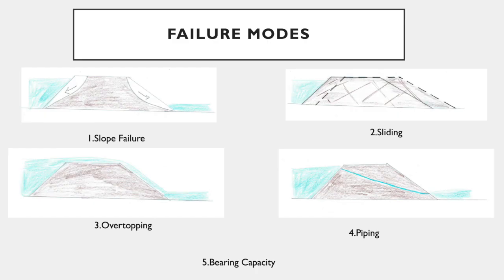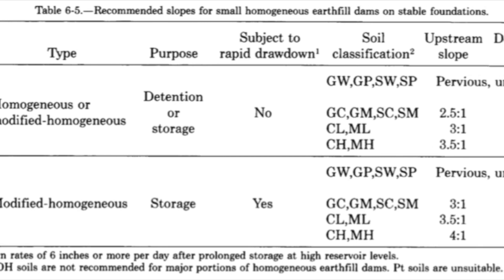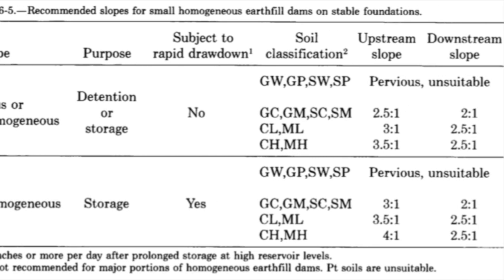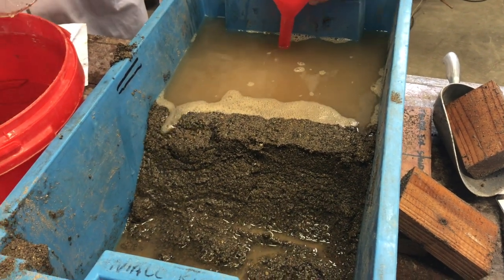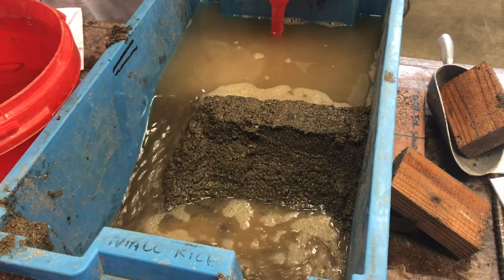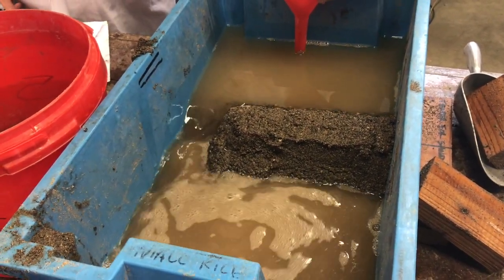Failure modes of an earthen dam include slope failure, sliding, overtopping, piping and bearing capacity. Slope failure is prevented by classifying the soil and reading the slope ratios off a credible source. Sliding of the dam is not covered in this module. Overtopping occurs when the water level surpasses the dam height. This is a catastrophic failure, resulting in rapid erosion of the dam.